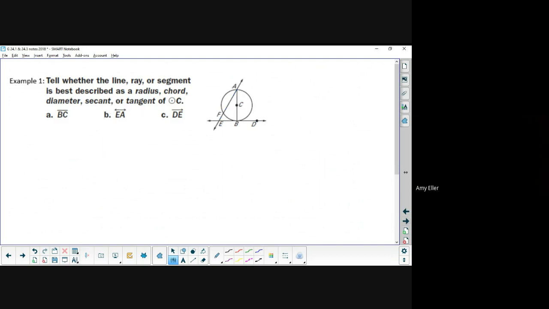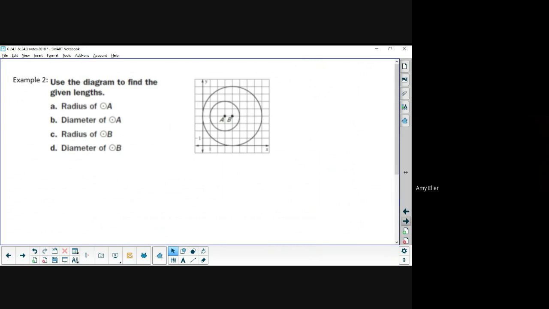And finally, D through E. Here's D, I go through E. That touches the circle 1 time, which means it's a tangent line. Not necessarily the same thing we did earlier with sine, cosine, tangent. Sort of a different definition here when we're talking with circles instead of triangles.